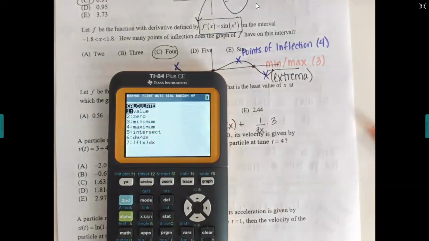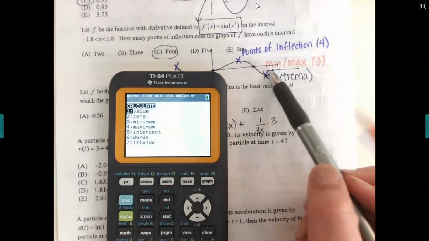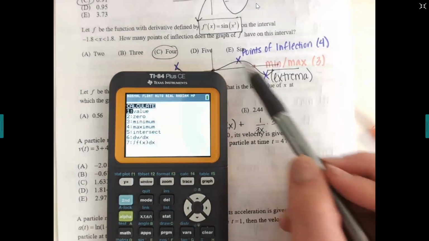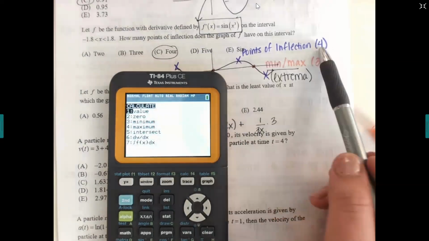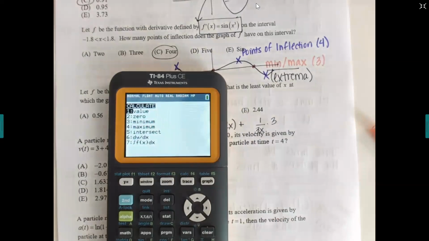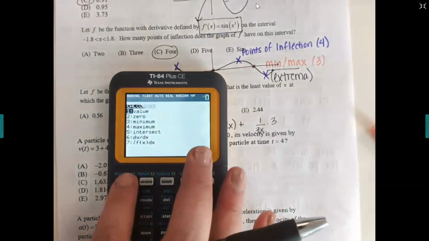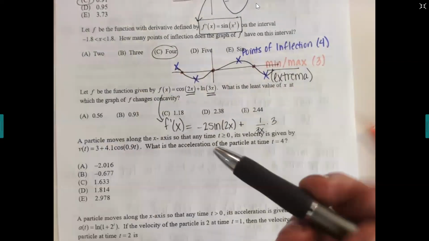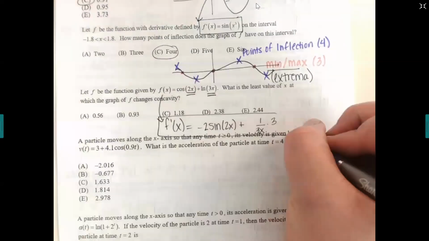Now, what Mike said was interesting. He said take the derivative twice. And if I take the derivative twice, then instead of looking at the mins and maxes, what would I be looking for? The points of inflection would be the x-intercepts if I went to the second derivative, which I'm not going to do. Okay. So go into your y equals right here. We're going to type in our f prime graph.